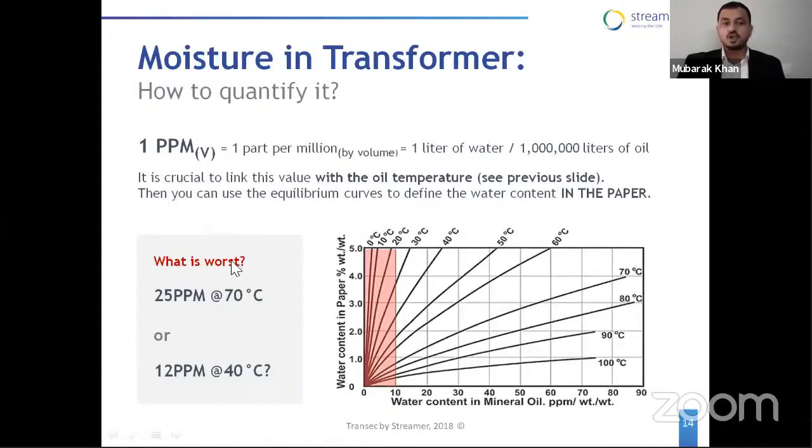I will just ask one question to all the audience. Which is worse: 25 ppm at 70 degrees Celsius, or 12 ppm at 40 degrees Celsius? This is a question to all. I will wait for some time. Please reply.